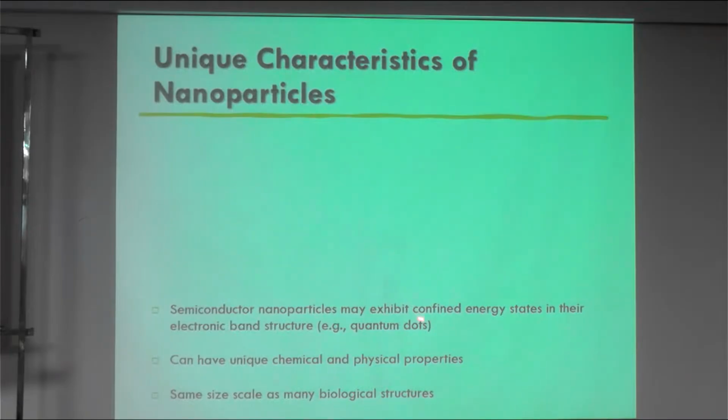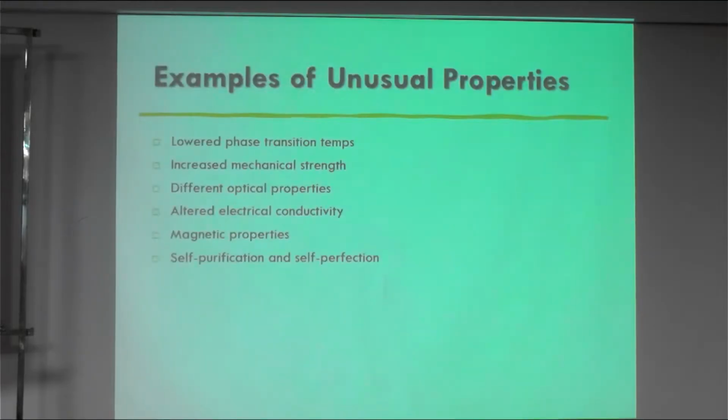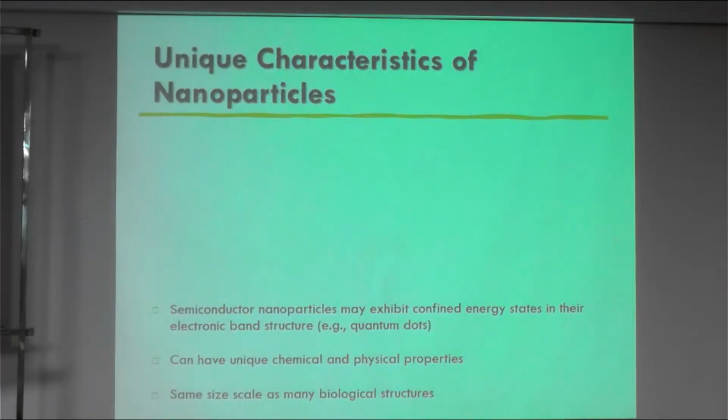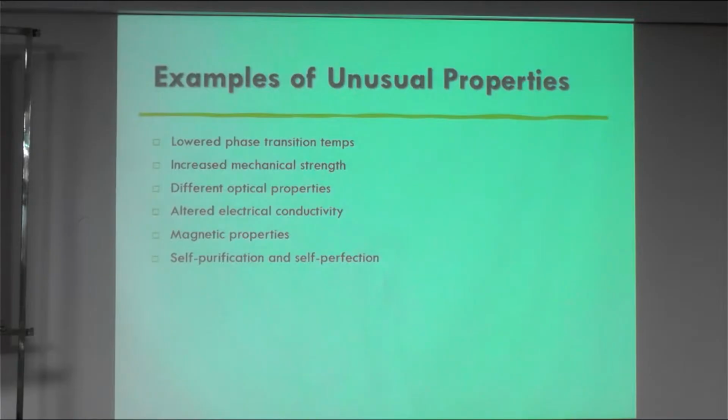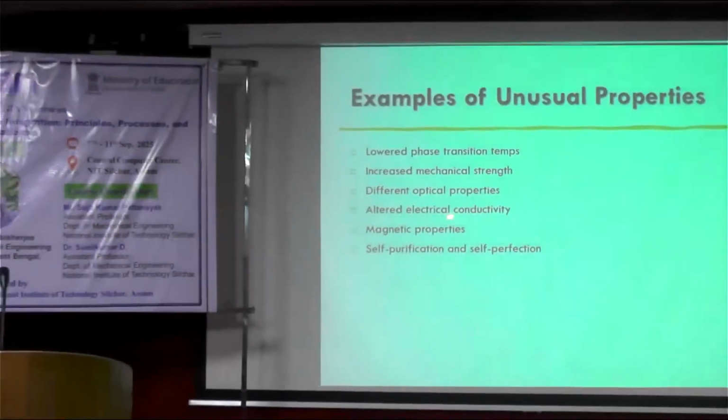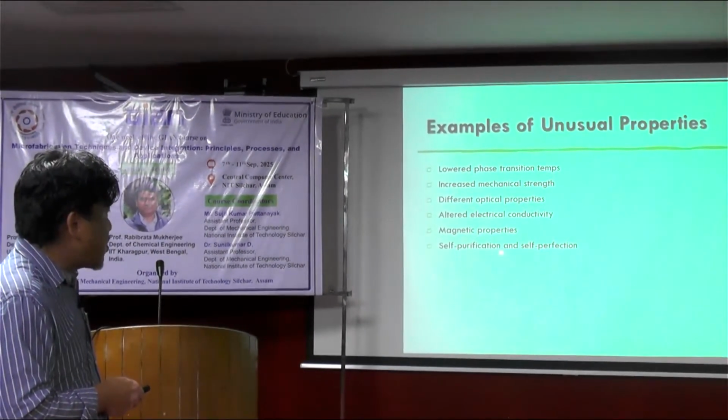Semiconductor nanoparticles may exhibit a confined energy state in their electronic band structure and can have unique chemical and physical properties, and the same size scale as many biological structures. So why is it important here? Because you want to make it compatible with the bio device for MEMS, for example. If it is the same size, it is easier for it to have a reaction. Examples of unusual properties: lower phase transition temperature, increased mechanical strength, different optical properties, altered electrical conductivity, magnetic properties, and self-purification and self-perfection.